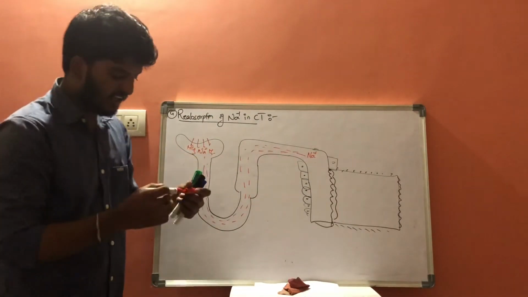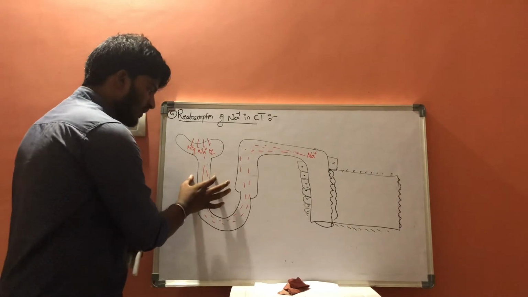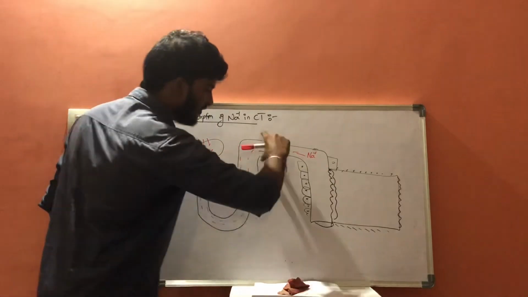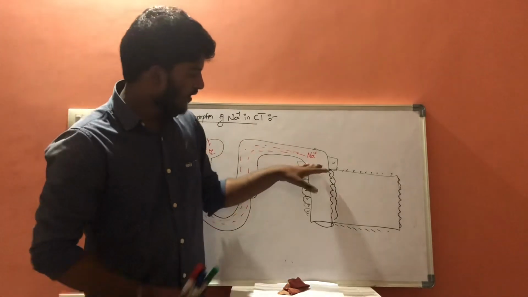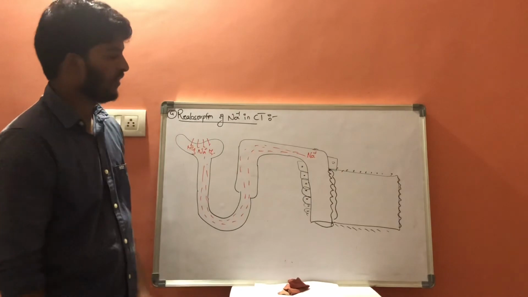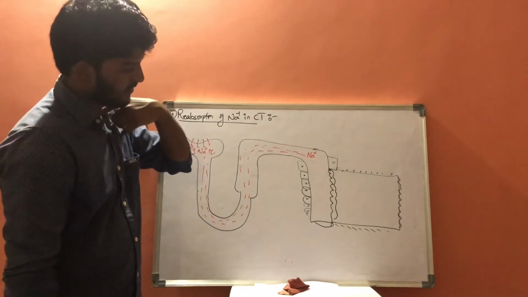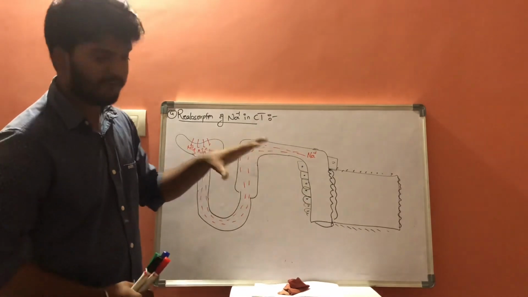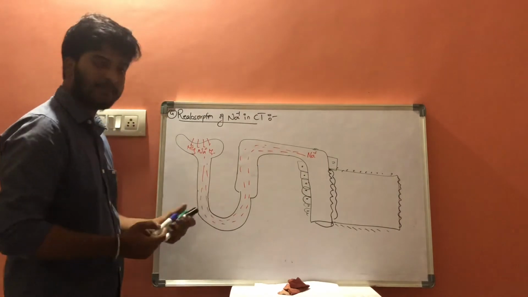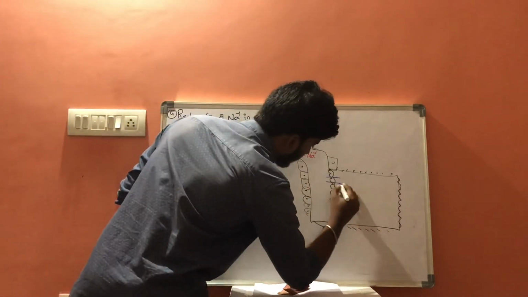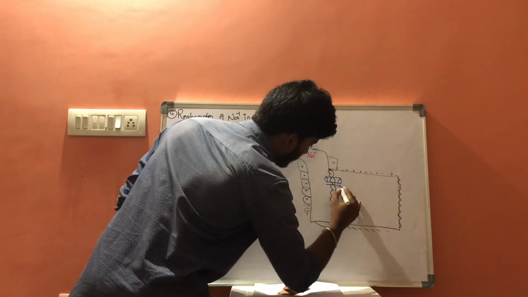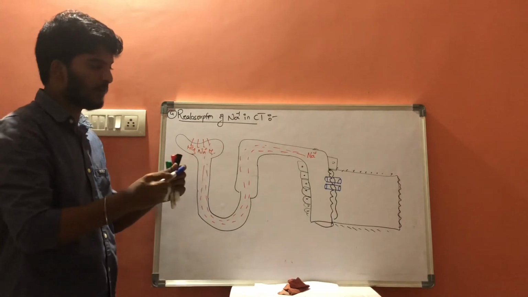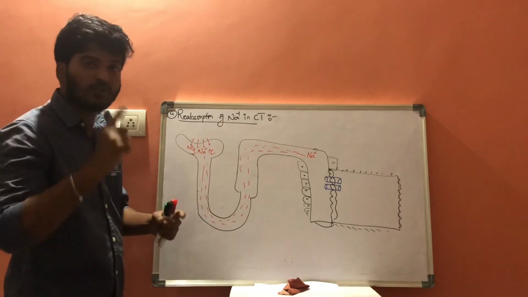Sodium has failed reabsorption at the region of the PCT, the loop of Henle, and the DCT. It reaches the collecting duct. Now, how will the reabsorption take place? On the surface of the luminal membrane there are special channels. These special channels are called sodium channels.